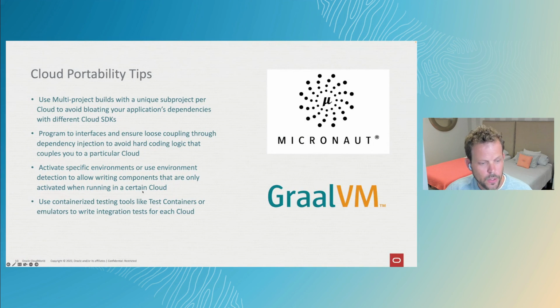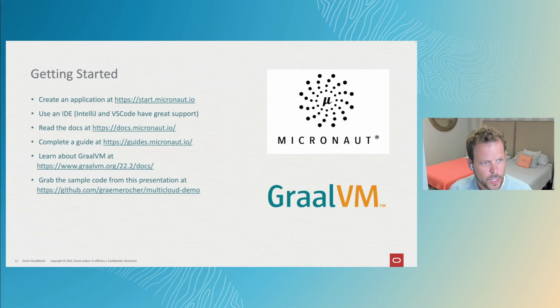And you should use containerized testing tools like Testcontainers or emulators for writing integration tests for each cloud. So, for example, on AWS, you could use LocalStack. For GCP, you could use the emulators. Ensure a high level of testing as much as possible. And of course, mocking and using local versions in the cases where you cannot test against real cloud resources.